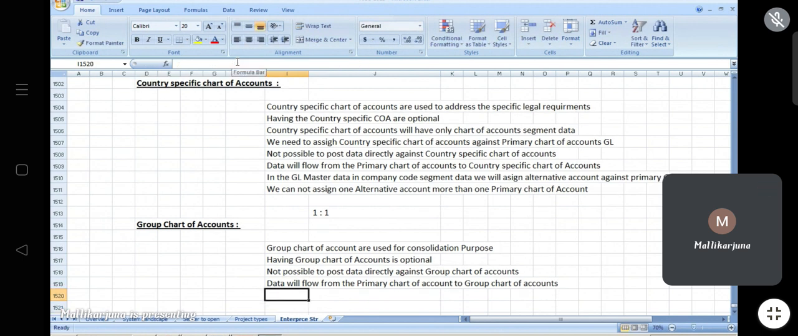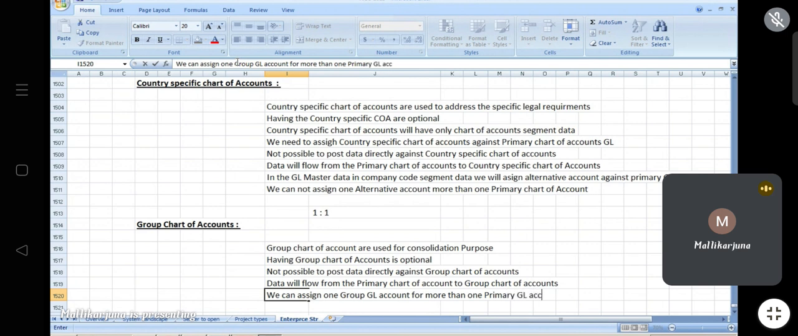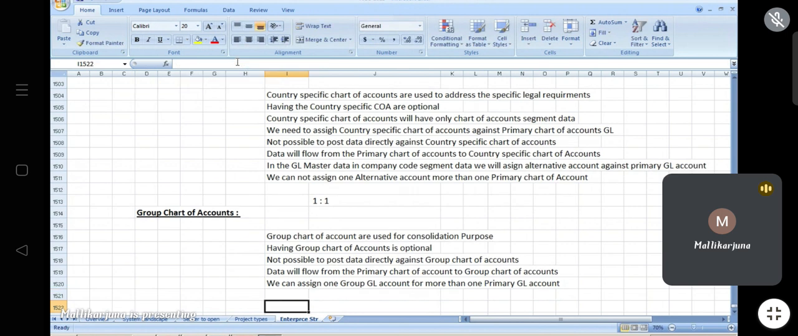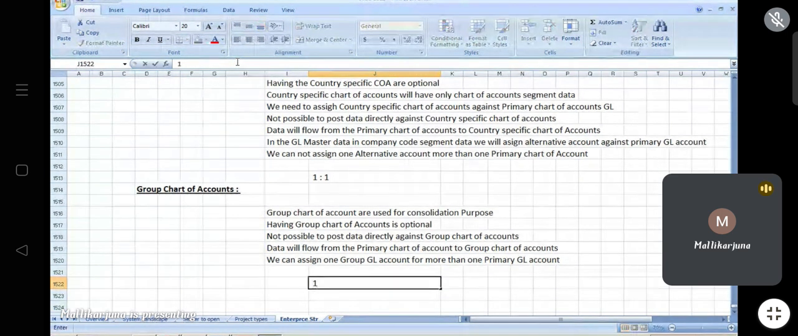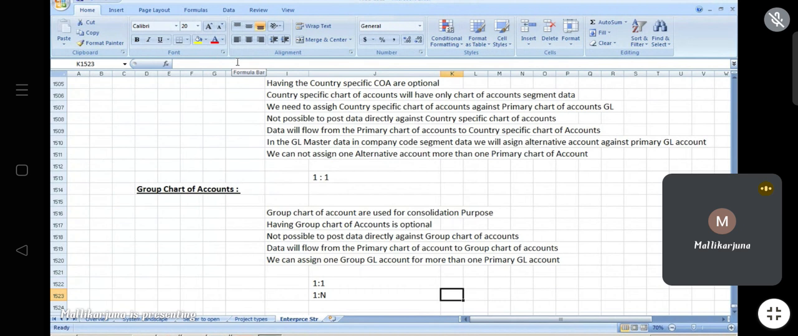So we can assign one group GL account for more than one primary GL account. Unlike the country specific chart of accounts, which is 1:1, here 1:1 is possible and 1:n is also possible. One group account number can be assigned for multiple primary GL accounts.